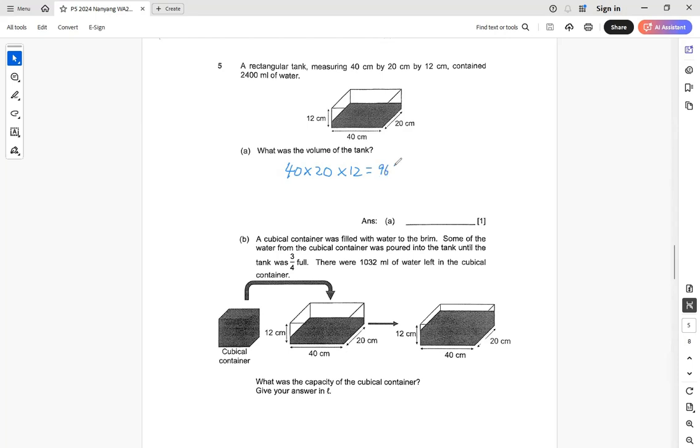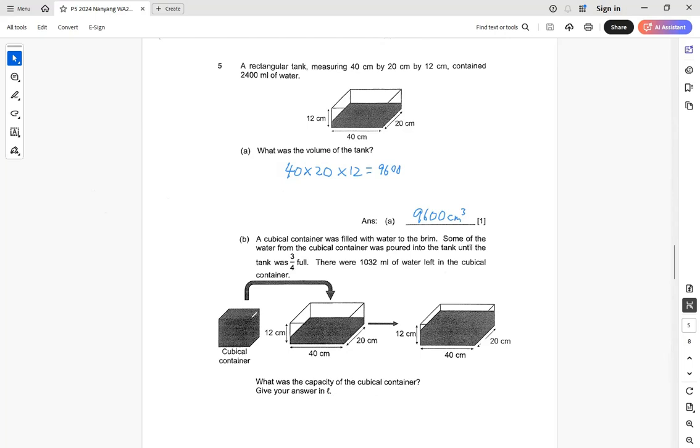Sorry, let me just write this nicer. So take note of the units: 9,600 cubic centimeters. Take note because it's volume. Then this is for part A. Then for part B, it says that a cubical container was filled with water to the brim. So this is the cubical container. Some of the water from the cubical container was poured into the tank until the tank was 3/4 full. So there were 1032 ml of water left in the cubical container. So then the question asks, what was the capacity of the cubical container? Give your answer in liters.